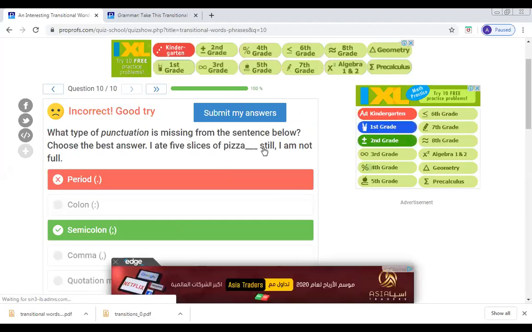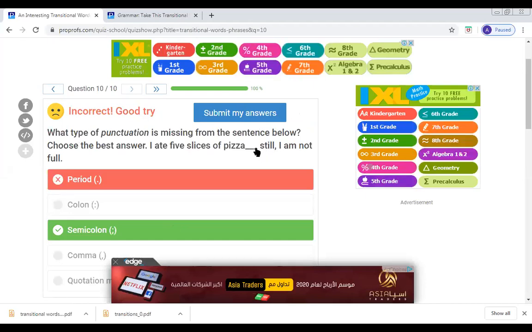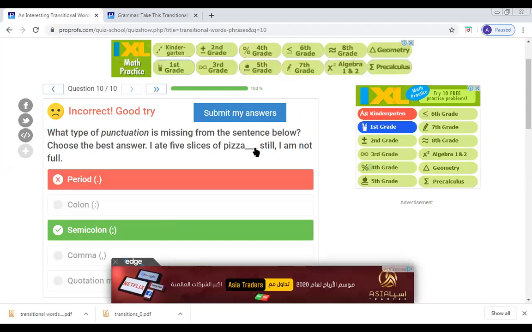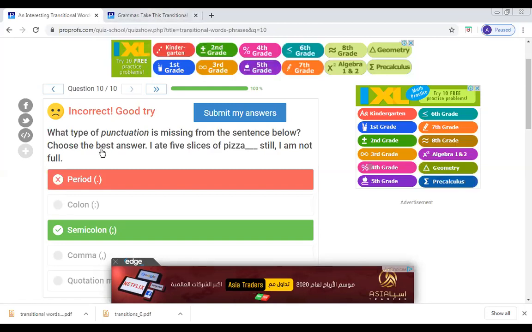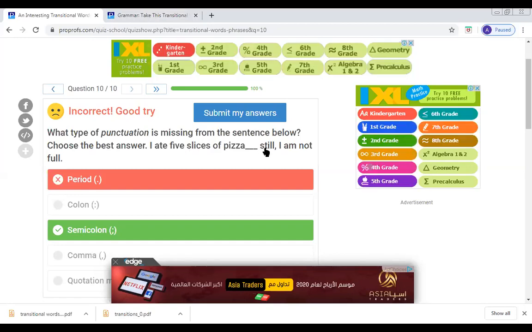Listen here. Still, it could be followed by a comma and preceded by a semicolon, like however and so on. You get the idea? Question: any transitional word that has a comma after, we can use a semicolon before? No, not all of them. Some of them, like still, however, and so on.